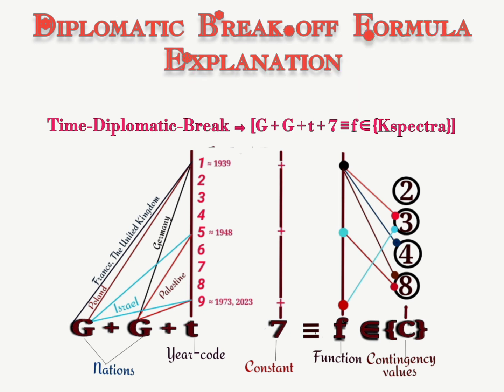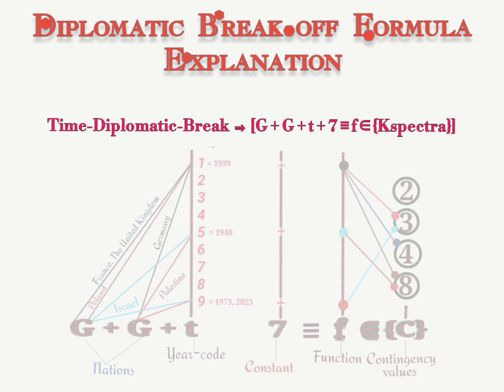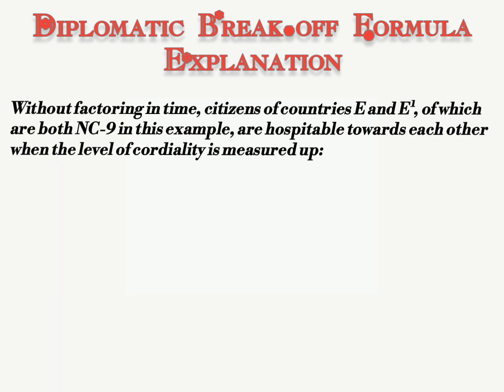Diplomatic break-off formula explanation. Without factoring in time, citizens of countries E and E, of which are both NC9 in this example, are hospitable towards each other when the level of cordiality is measured up.